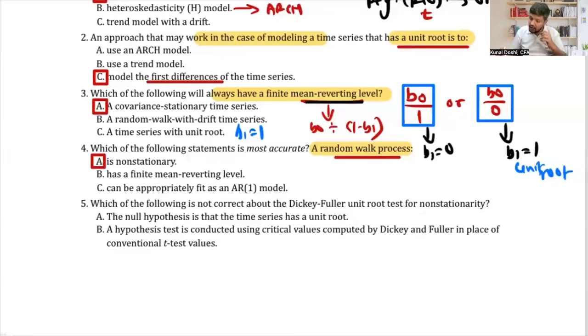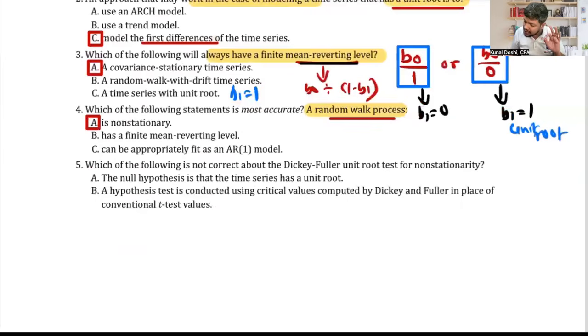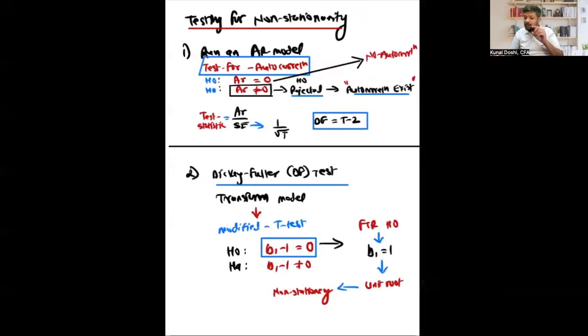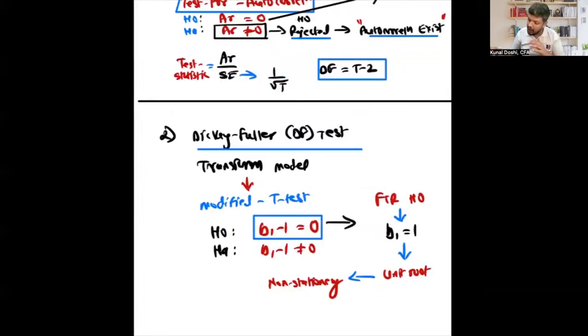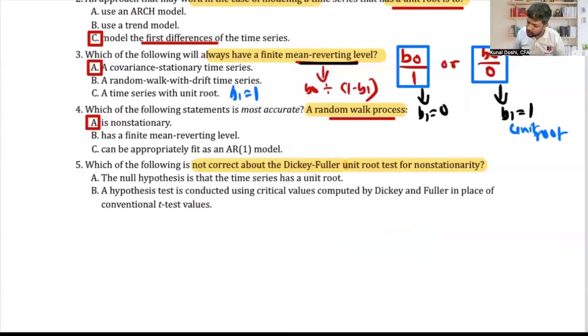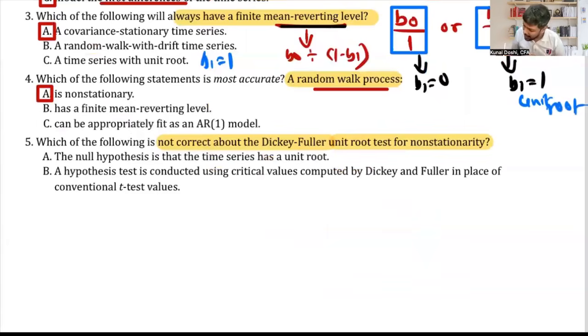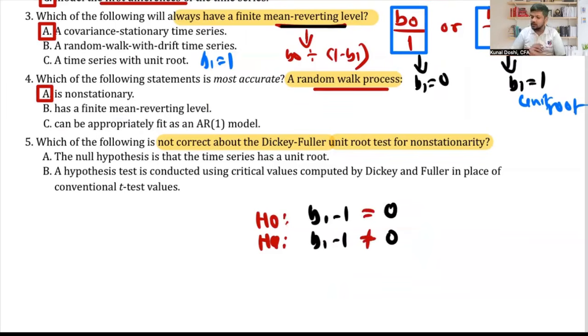Understood? Which of the following is not correct about the Dickey-Fuller unit root test for non-stationarity? Now, let me show you the Dickey-Fuller test, where the null is B1 minus 1 is equal to 0 and the alternate is B1 minus 1 is not equal to 0. So when they say Dickey-Fuller test for testing the unit root problem, my null and my alternate transform the equation: B1 minus 1 is equal to 0 or not equal to 0.